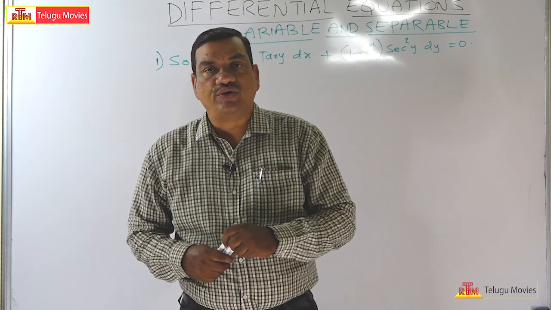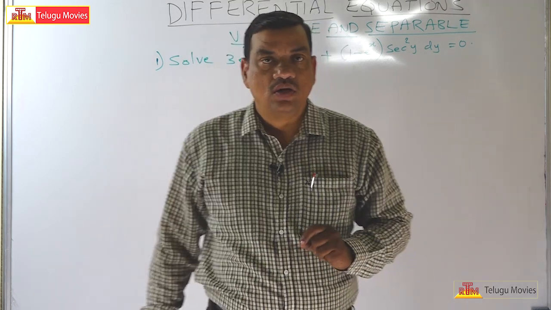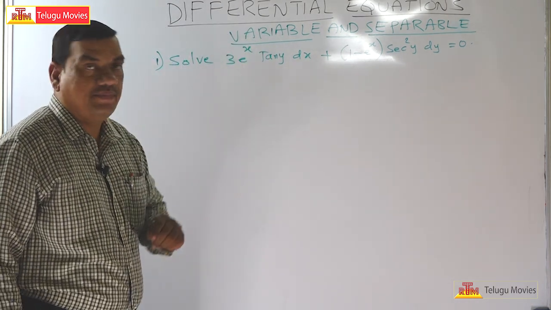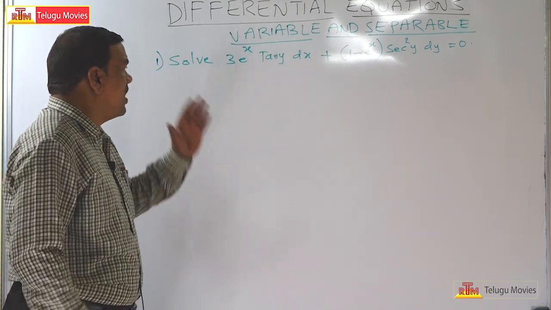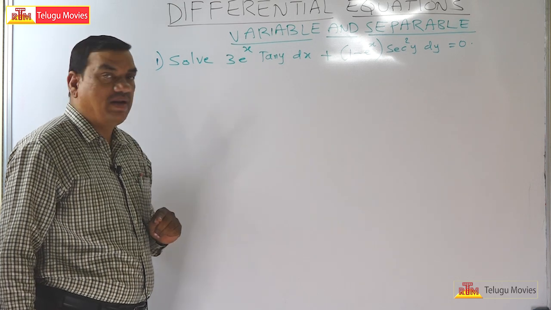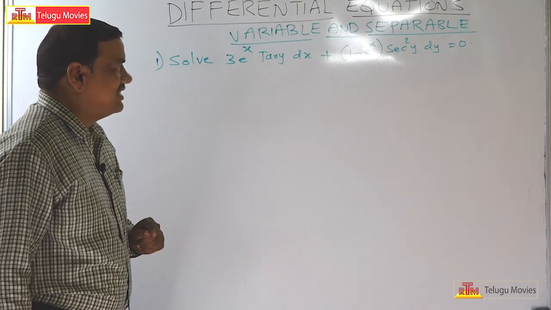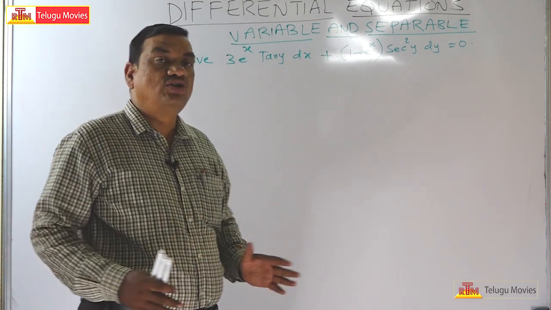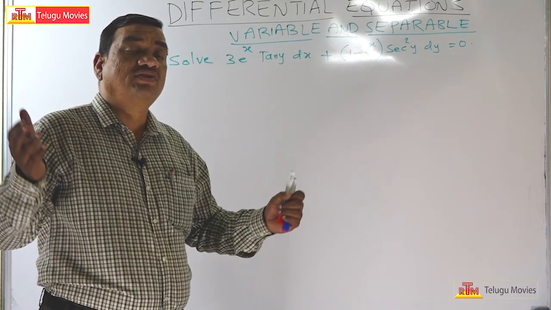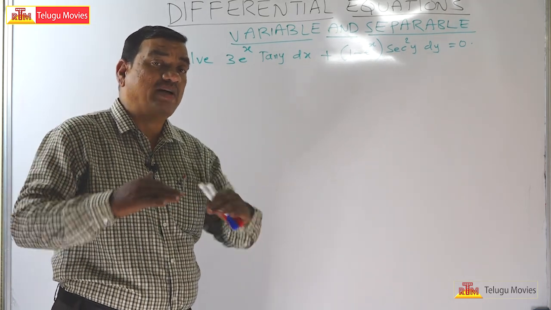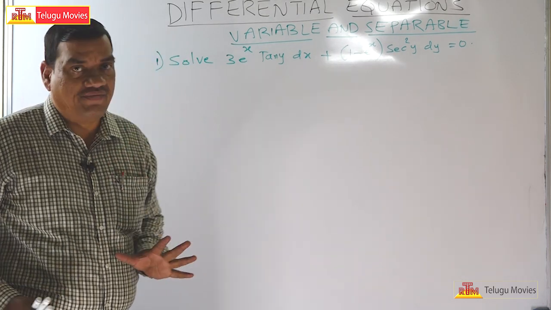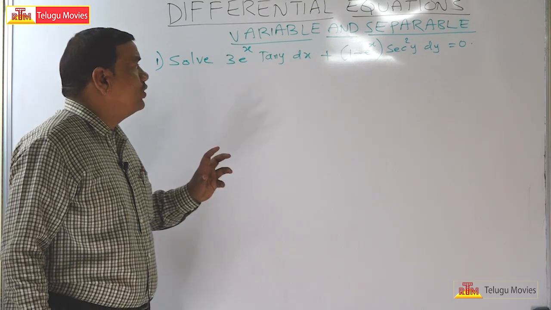So today I am going to explain how to solve the problems related to variable and separable method. But in examination they will ask simply the question: solve 3 e power x tan y dx plus (1 minus e power x) secant square y dy is equal to 0. They won't mention using a variable and separable method or homogeneous method or linear differential equation form like that. They won't mention anything. But you have to identify whether we can make it into a variable and separable method.